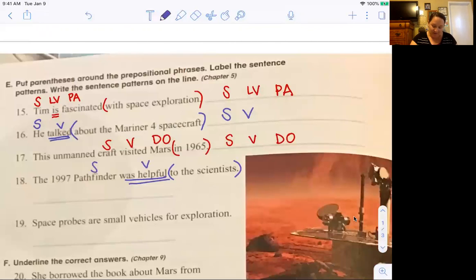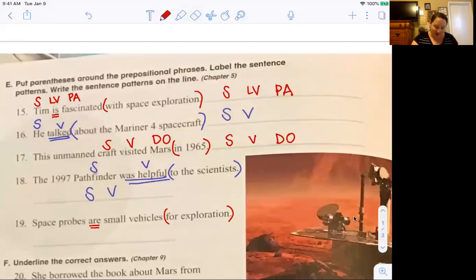Pathfinder. Do we have anything else to add to that? Nope. It is a subject verb only. Last one. Space probes are small vehicles for exploration. What's our prepositional phrase? For exploration. And your verb? Are. What kind of verb is that?